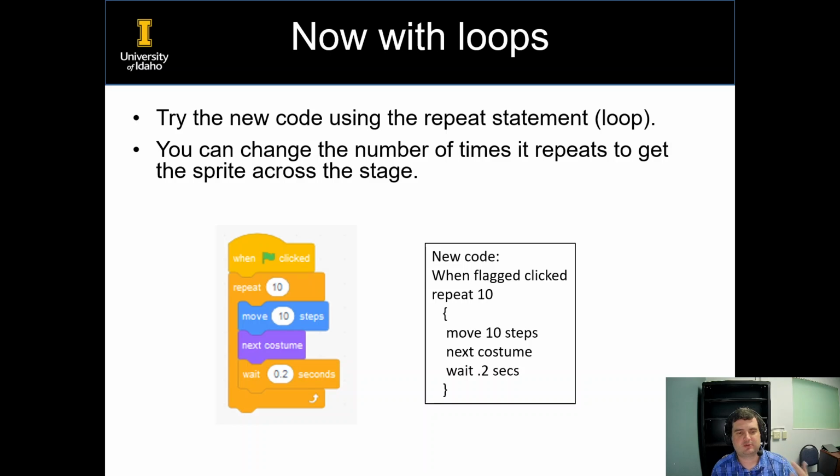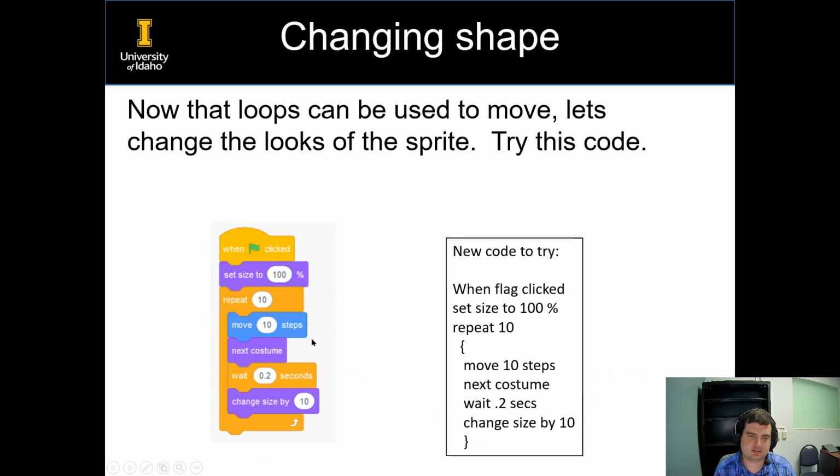So what we can do, instead of having it move 10 times, next costume, wait, or I think we actually had it move 10 steps, wait, next costume, something like that, is we can actually set it and just have it happen 10 times. So that then it has all inside of this repeat: move 10 steps, next costume, wait, and it just repeats that 10 times.